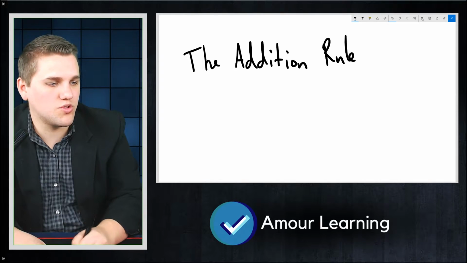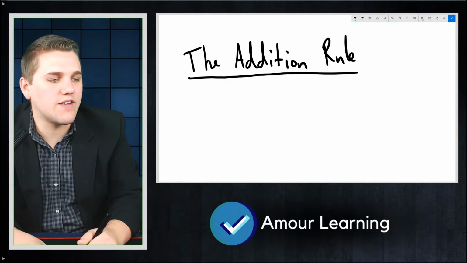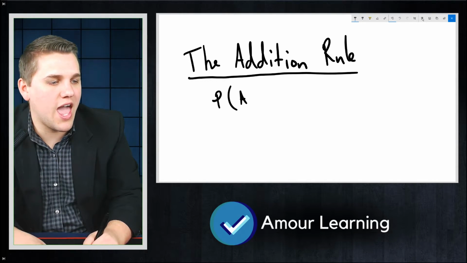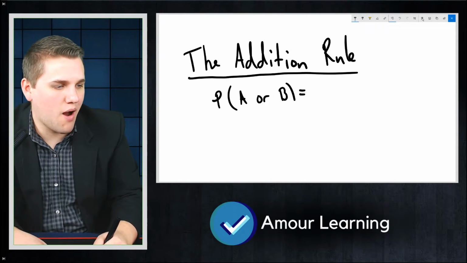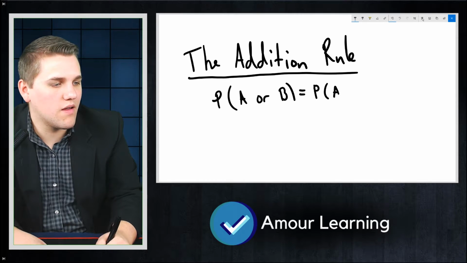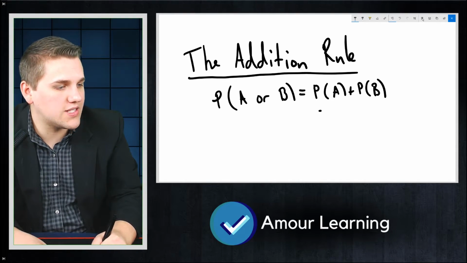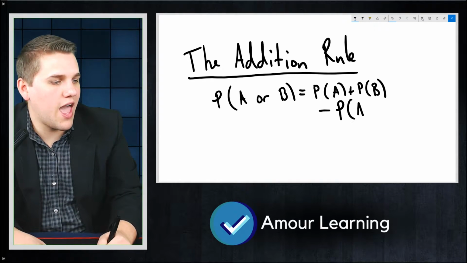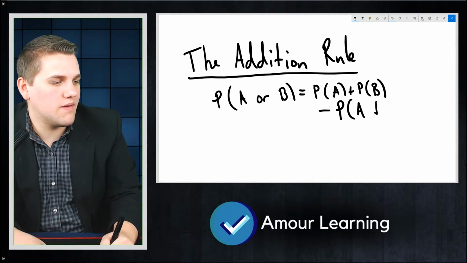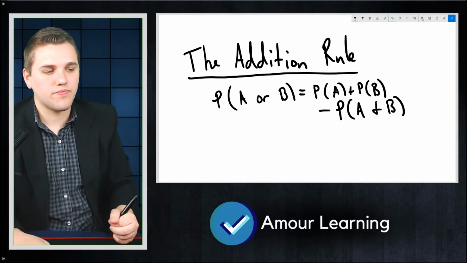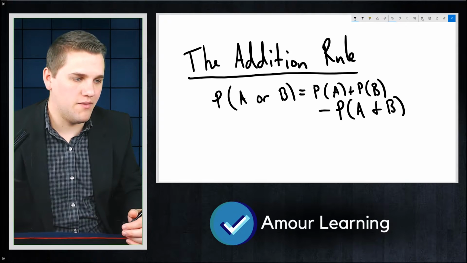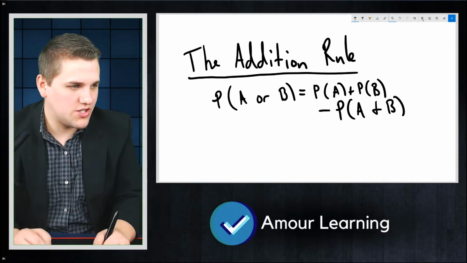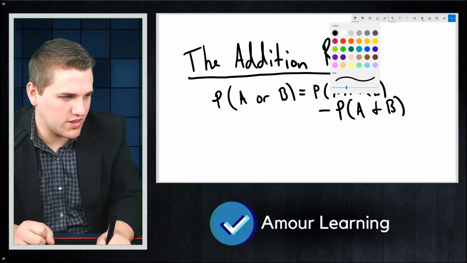What does the addition rule state? Well, the idea is if I want to find the probability of A or B, this is just the probability of A plus the probability of B minus the probability of A and B. And again, this can only really be shown through Venn diagrams. So I'm going to draw a picture for you guys to show you what this means.